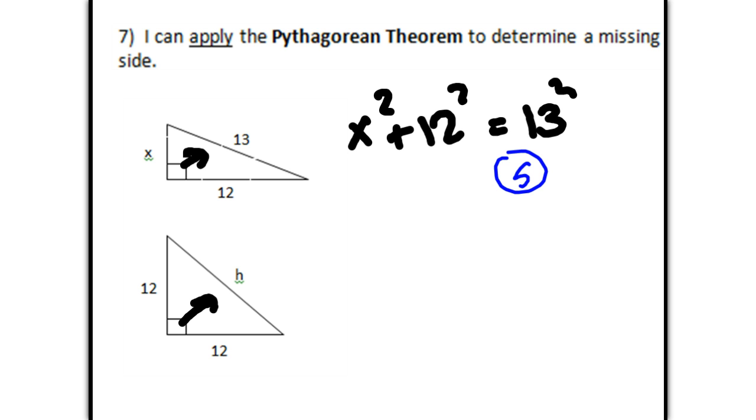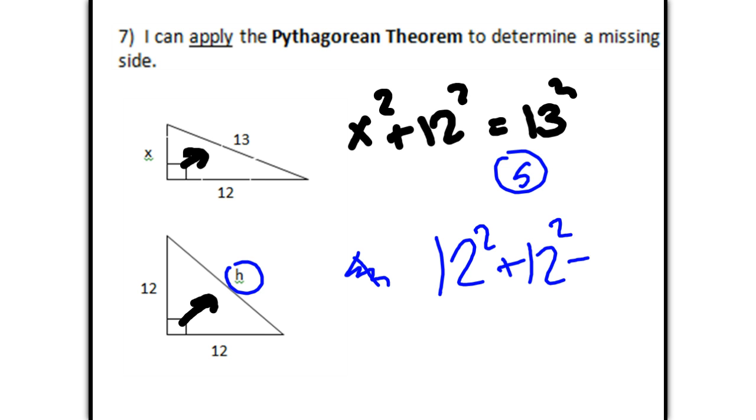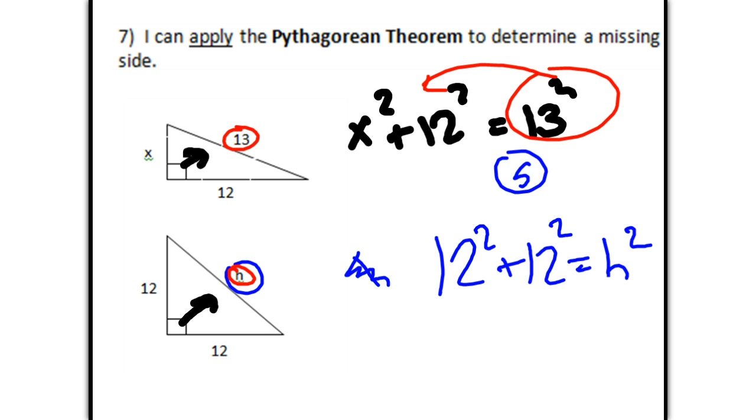And this one, to set it up here, the hypotenuse is what we don't know. So this would be 12 squared plus 12 squared should equal h squared. A lot of us get into the habit, or some of us get into the habit of always putting the two numbers first, but we don't want to actually do that. It's always depending on what that hypotenuse is. If the hypotenuse is a number, then the number goes on the right hand side. If the hypotenuse is a variable, the variable goes on the right hand side.